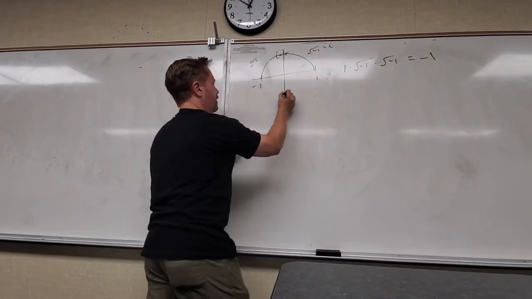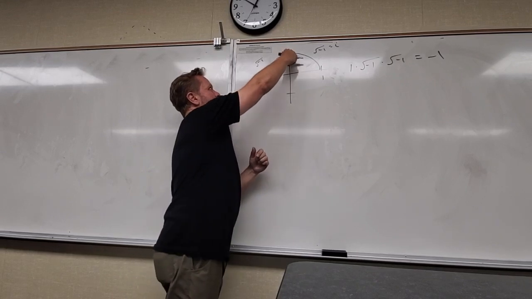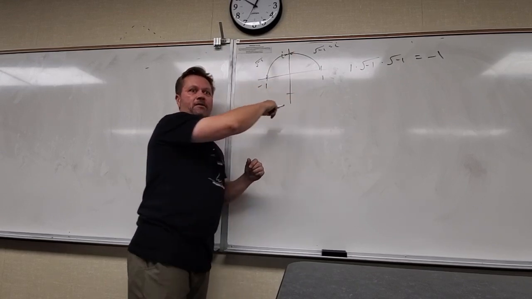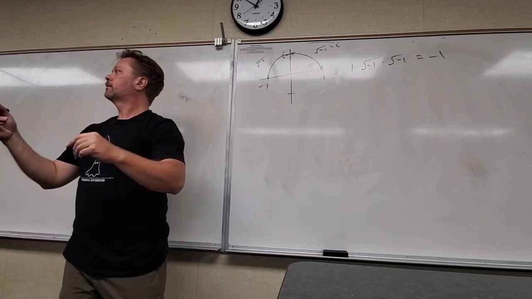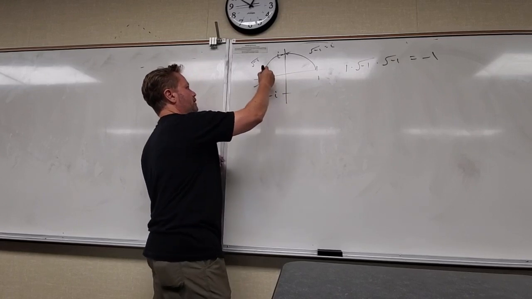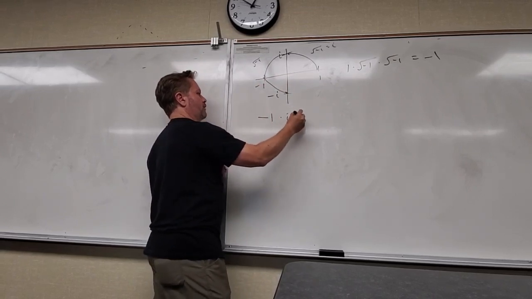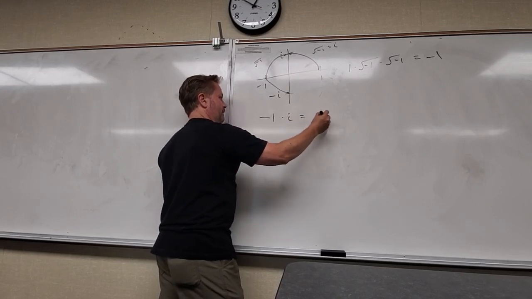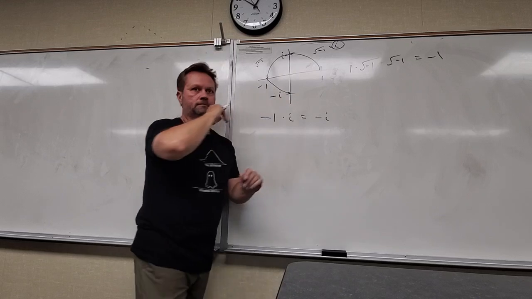So what's down here? We haven't talked about that yet. Don't freak out. If that's i, that should be the rest of the circle. Negative i. Right? And let's check it. Not surprisingly, I do -1 times i, what do I get? Negative i. So every time I take a quarter of a turn, that's i.